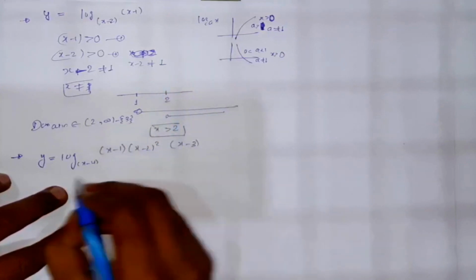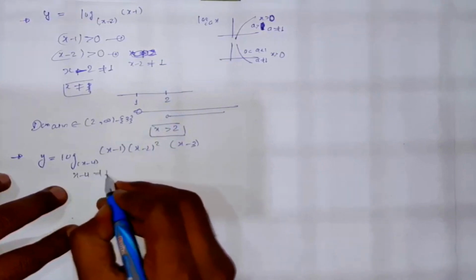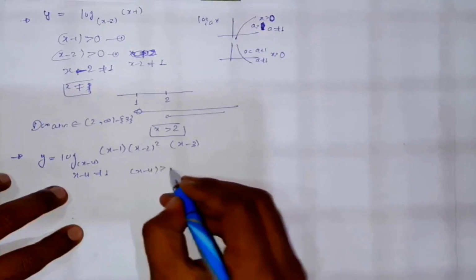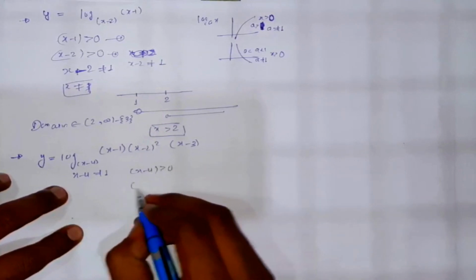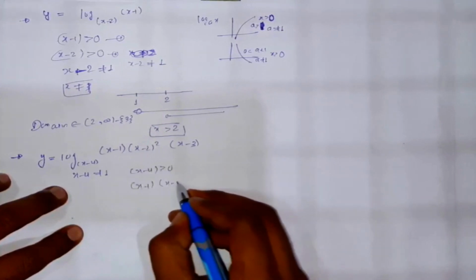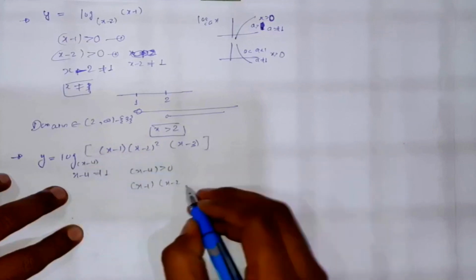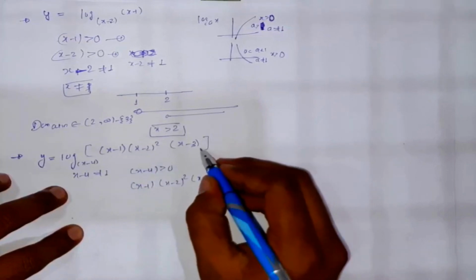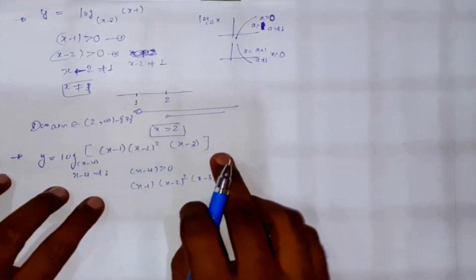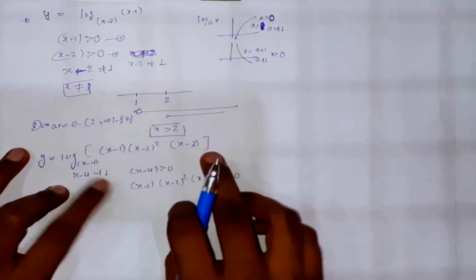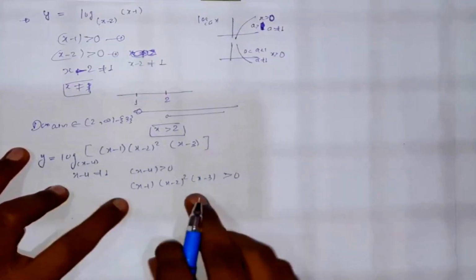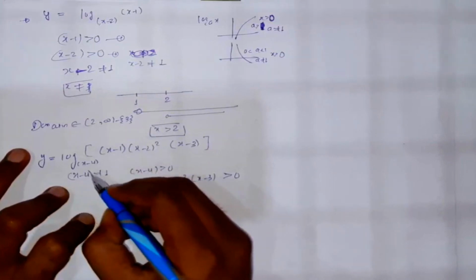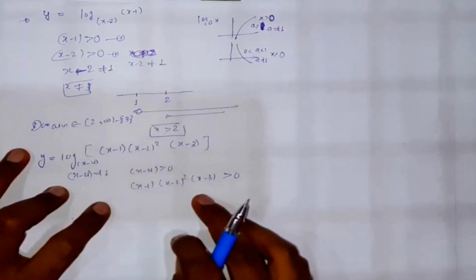We can say x minus 4 should not be equal to 1. This is the first condition. The second condition: x minus 4 should be positive. The third condition: (x minus 1)(x minus 2) whole square (x minus 3) should be positive. This is not an integral function; you should not confuse it with the integral sign, this is a square bracket. These are the three conditions with which we can find the values of x.